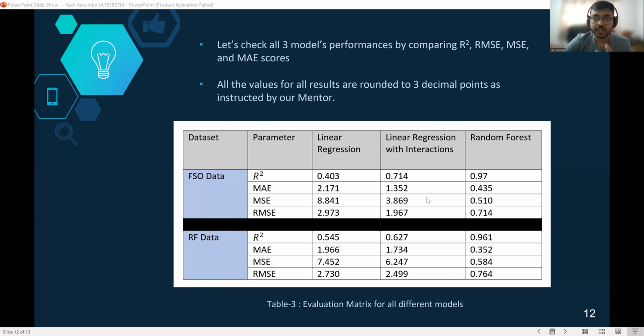And thus, I decided to implement random forest to check how it would perform, since it uses decision trees and makes decisions for itself. And the results were astonishing. It performed exponentially better than linear regression and quite better than linear regression with interactions. R-square was at 0.7 for FSO and 0.6 for RF, which is quite good. Also, the RMSE scores for random forest were very low compared to the linear regression models.